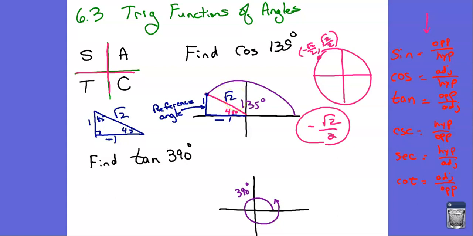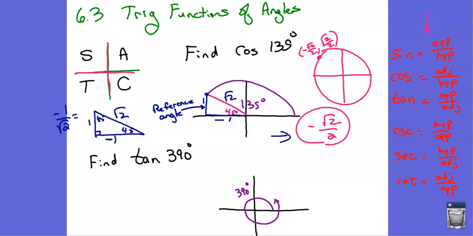And so cosine, if you look at this, this is adjacent over hypotenuse. And so we're going to take the adjacent, negative 1 over the square root of 2, which again is going to lead us to negative square root of 2 over 2. All right, so again, I'm trying to find the cosine of 135 degrees, and so it would be negative square root of 2 over 2.